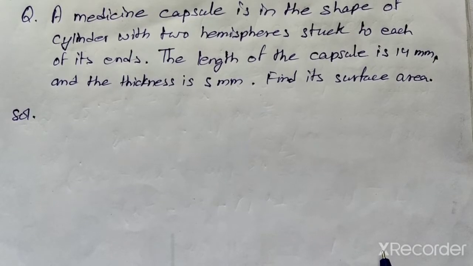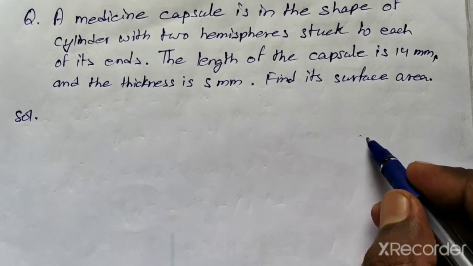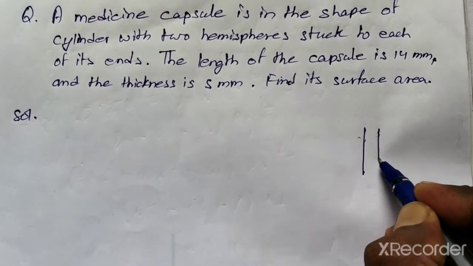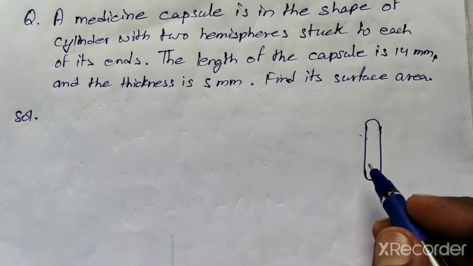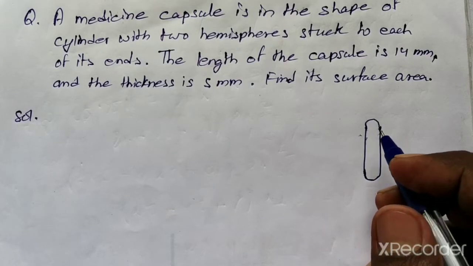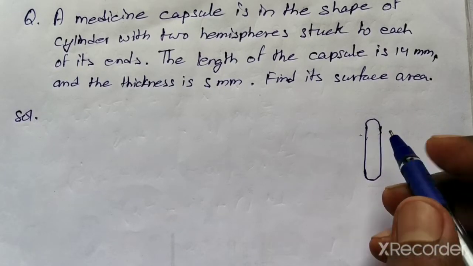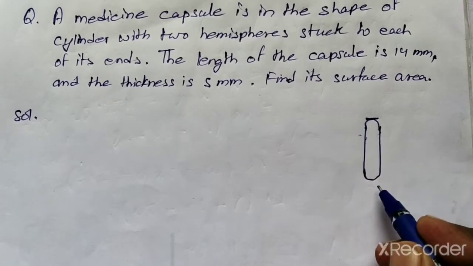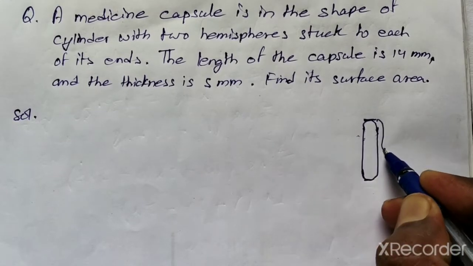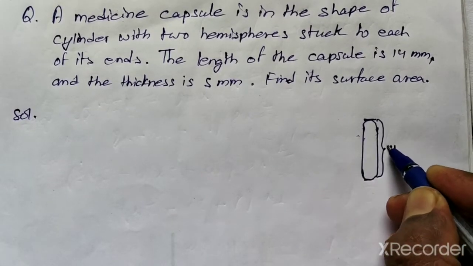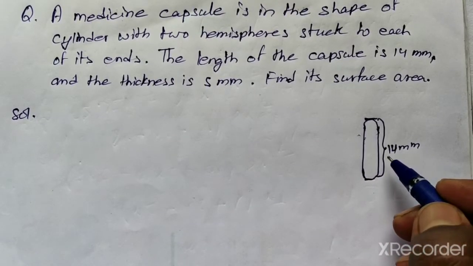In the question, it has been asked that there is one capsule. We know the shape of the capsule, that is this way. Okay, this is the shape of the capsule. It has been given that the length of the capsule is 14 mm. That is from this to this is 14 mm. This is the length, or you can say height.